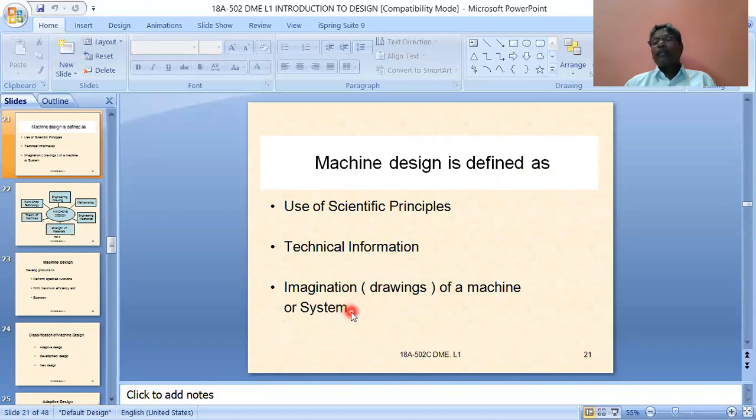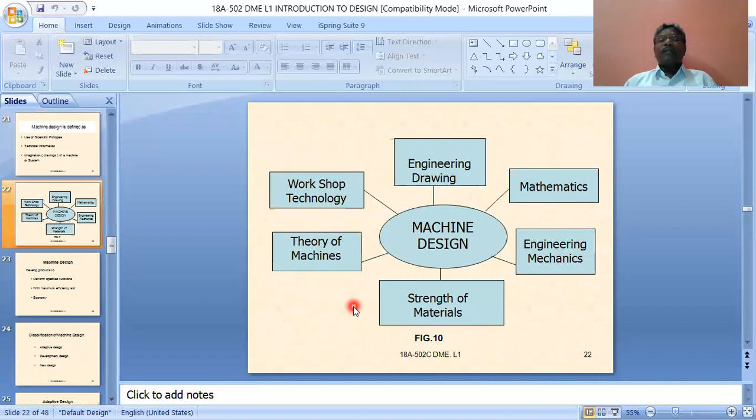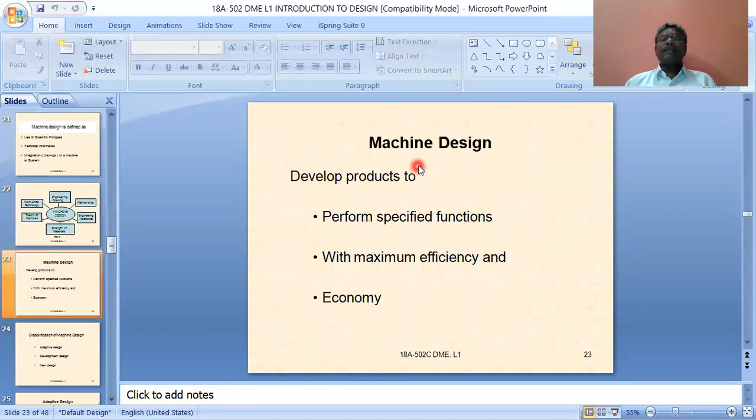This is the definition for machine design or mechanical engineering design. As per the definition, machine design needs engineering drawing, mathematical information, engineering mechanics principles, strength of material principles, theory of machines principles, and workshop technology. All this knowledge should be had for machine design, for the design of any machine or any product, because machine design mainly develops to perform specified functions with maximum efficiency and economy.